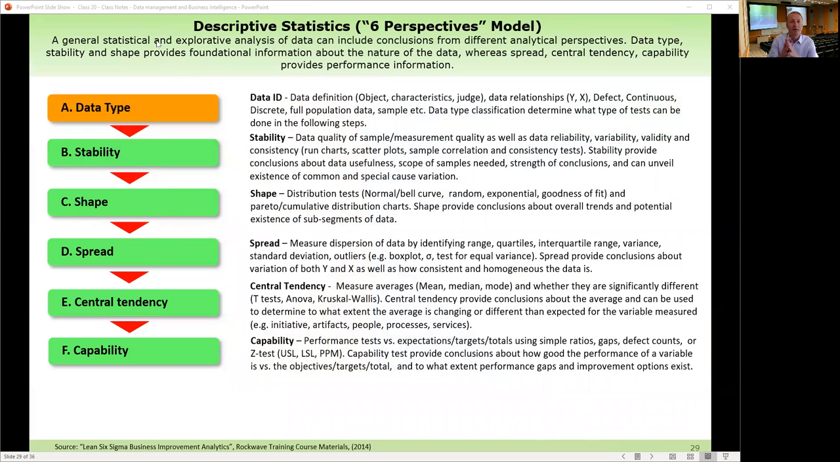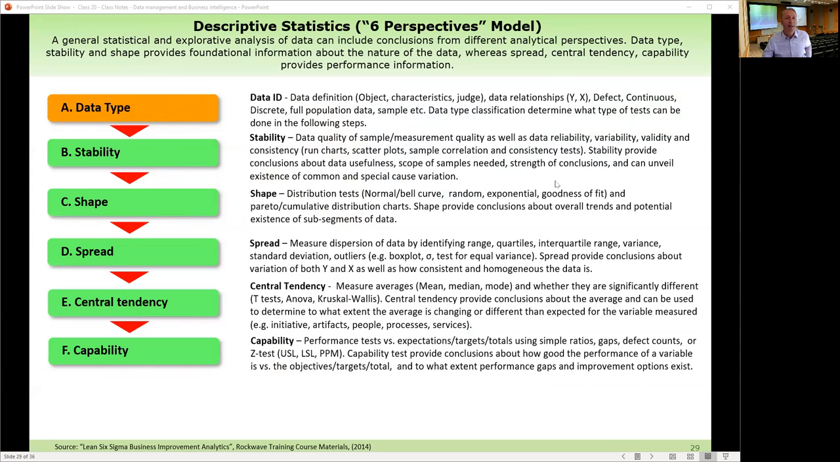Now, again, because descriptive analytics are so widely used, I wanted to share with you a few more insights about it in case you're interested. For the students that are interested in what descriptive analytics is in a little more detail, you can take a look at this description in the class notes. Here you can see it's about being able to determine the data type, stability of the data, the shape, spread, central tendency, and capability. And here you can also read a little bit about the types of statistics that are used for descriptive analytics.